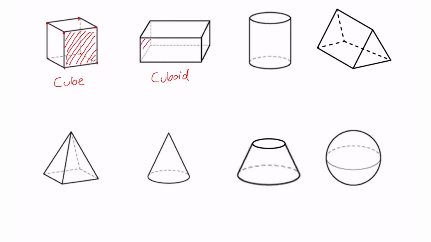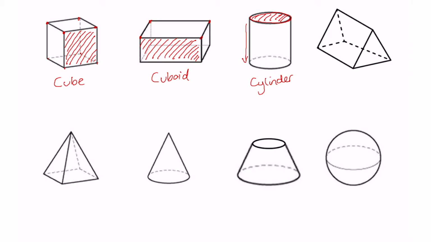The next shape is a cuboid. It has a rectangular cross-section, and opposite faces are exactly the same. The next shape is a cylinder. This has a circular cross-section that goes through the entire shape.